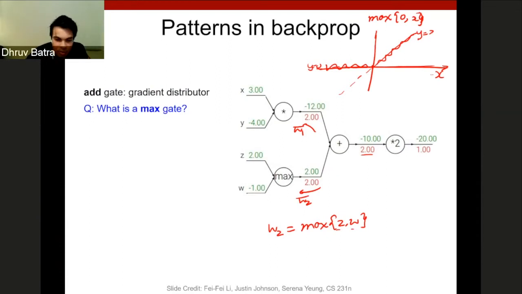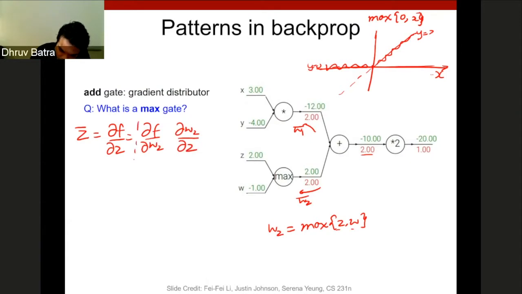And the way to think about gradients of these things, because we will be asked, for example, to compute Z bar, which is partial of f with respect to Z, which is equal to partial of f with respect to W2 times partial of W2 with respect to Z. So this first term here, that's pretty easy. That's just our input in the backward pass. We know that. We will be asked to compute partial of W2 with respect to Z. This is the Jacobian of max that we have to work with.